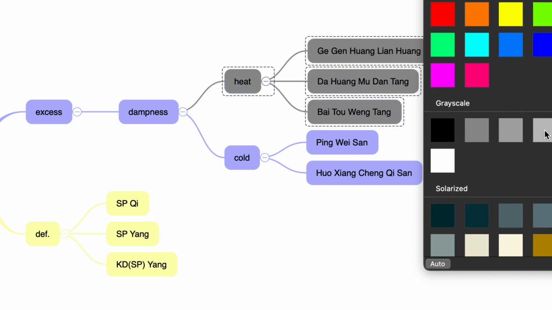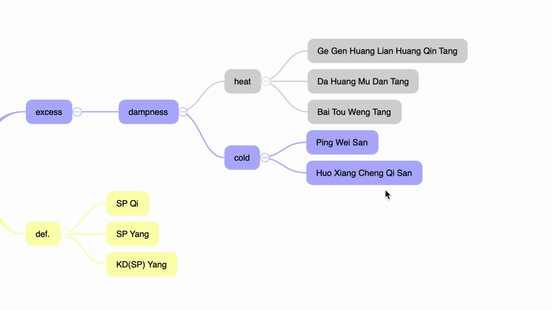So let's grade them out. Okay? But you will see this patient. And this Hoshang Chengchi-san is commonly used for IBS, irritable bowel syndrome. And Pingwei-san is not that commonly used for diarrhea. This is a fundamental block to make Hoshang Chengchi-san. So let's grade them out too. So Hoshang Chengchi-san is a formula you need to remember for your practice for excess dampness condition.